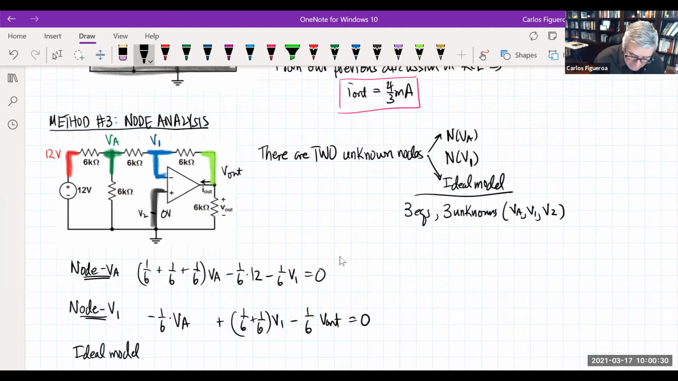And the ideal model says that V1 and V2 must be the same. So in this case, we know that V1 minus V2, but we already know that, I mean, this is kind of silly, that this is really 0. And the difference between them is 0. So we can automatically see that V1 has to be 0.